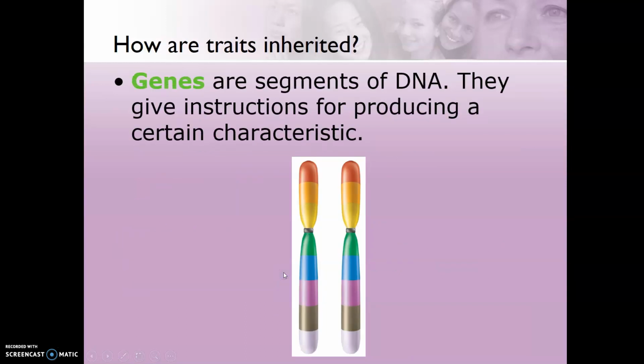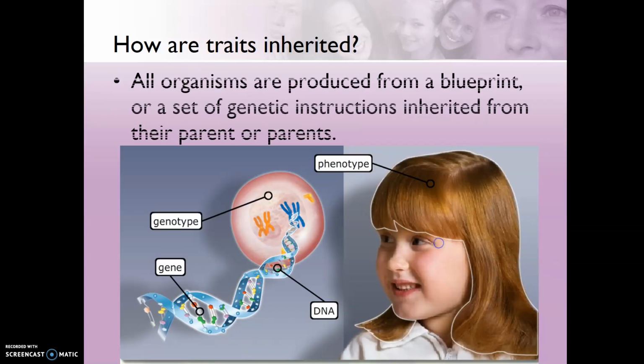So let's look at how traits are inherited from parent to offspring. Genes are defined as segments of DNA, and they give instructions for producing a certain characteristic. So each of these different segments on this gamete have different instructions for certain characteristics that will be inherited by an offspring. How are they inherited? All organisms are produced from a blueprint or a set of genetic instructions that are inherited from their parent or parents.